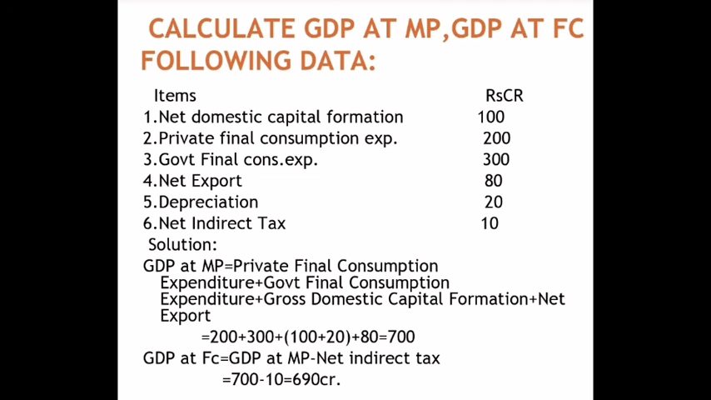Then how do we get GDP at factor cost? That is GDP at market price minus net indirect taxes. That is 700 minus 10. The given number is 10 for net indirect taxes. So 700 minus 10 is equal to 690 crores. This is how we calculate GDP at MP and FC through the expenditure approach of GDP.